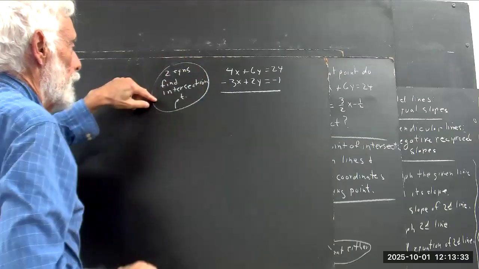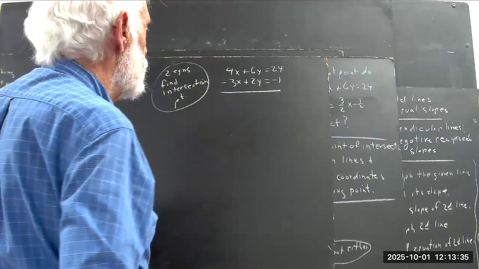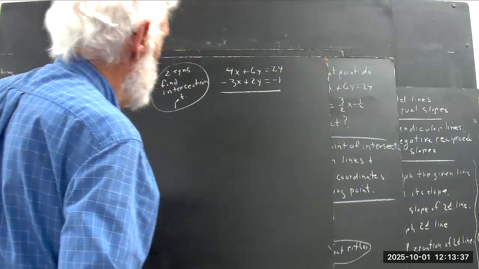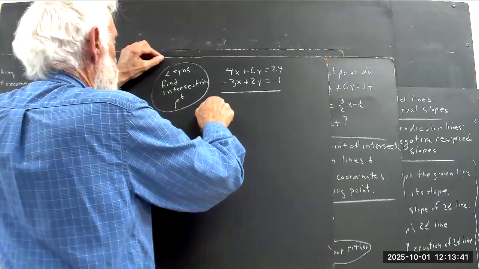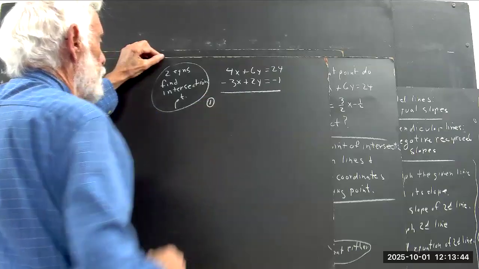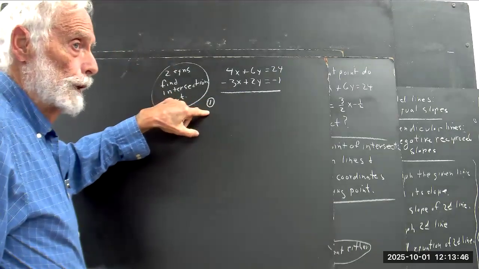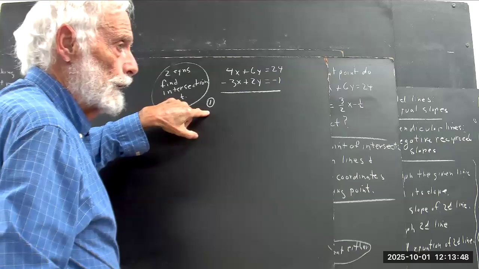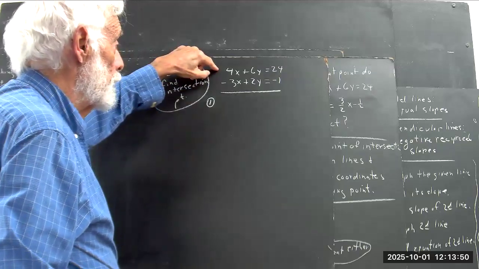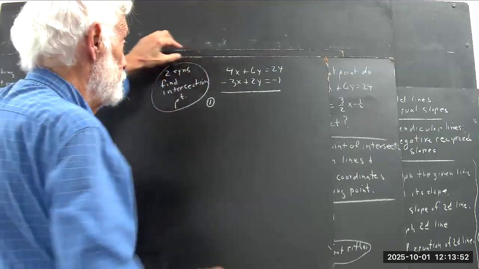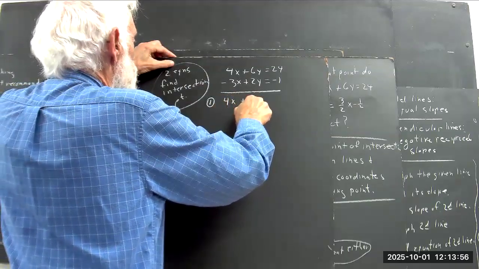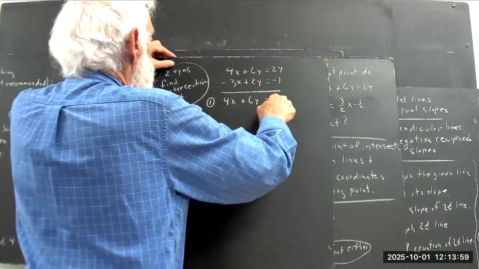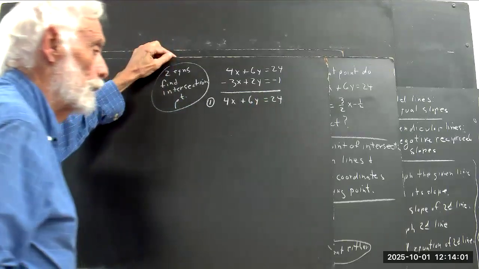Equations, we want to find the intersection point. And well, what I do is I take this first equation. Now I'm going to use some notation here. I put a 1 with a circle around it, and that refers to the first equation. That first equation is now 4x plus 6y equals 24, same as it was before.